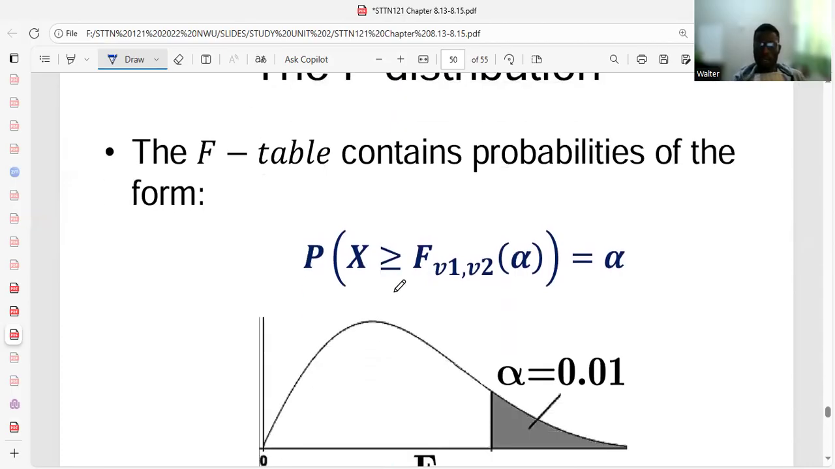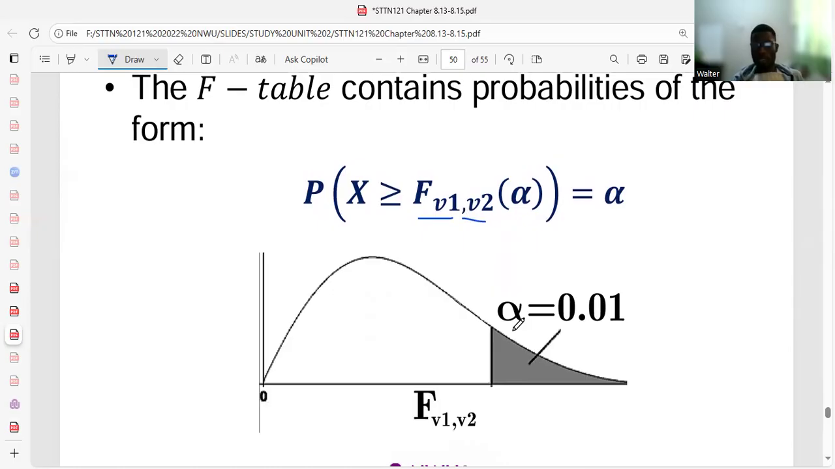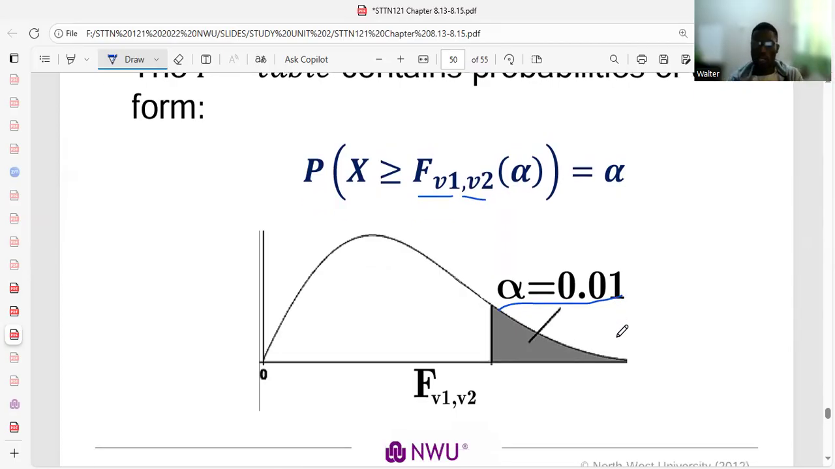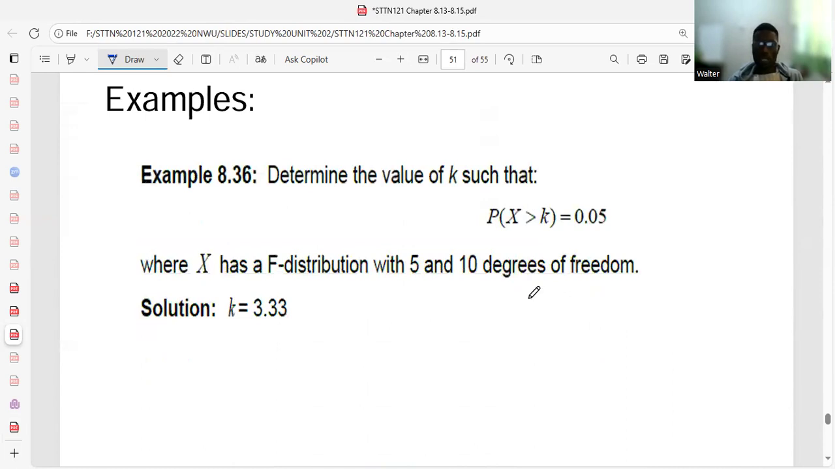Let's check. V1, V2, and the alpha. Now you need to check the significance that you will be given. If it's 0,01, then go to the F table of 0,01 and check there. Let's see. They've given us: determine the value of k such that the probability where x is greater than k is equal to 0,05.